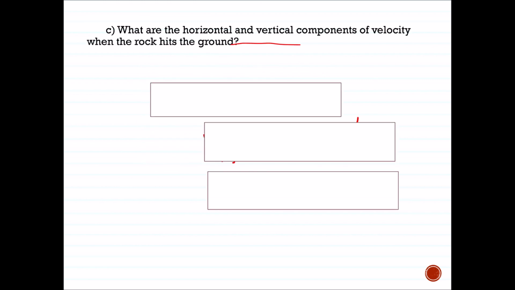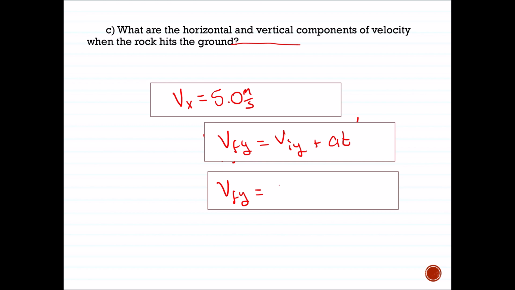What are the horizontal and vertical components of velocity when the rock hits the ground? The x component is still going to be the same. Velocity in the x does not change, so that was 5.0 meters per second. We want to know, because it's speeding up, the final velocity in the y. So final velocity in the y direction is going to equal the initial velocity in the y direction plus acceleration times time. So v final in the y equals initial velocity in the y.